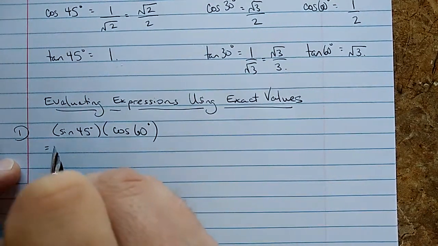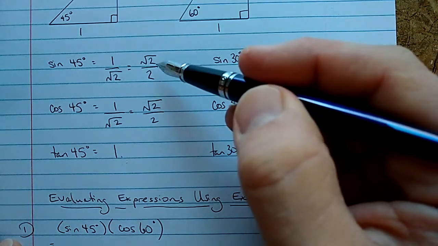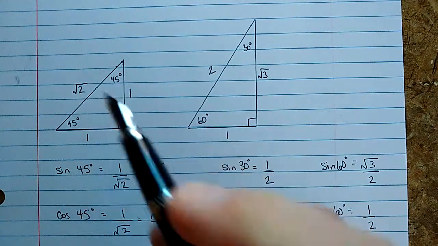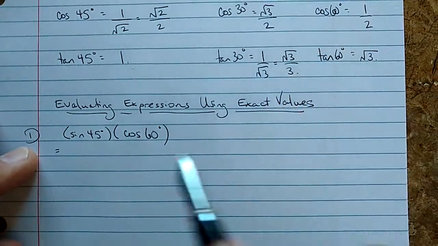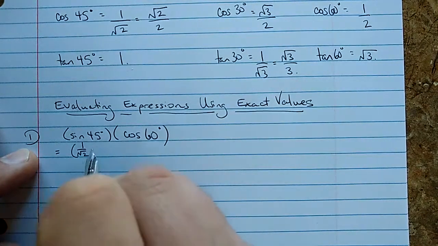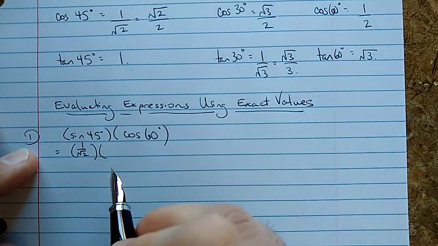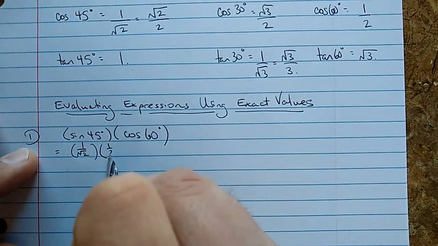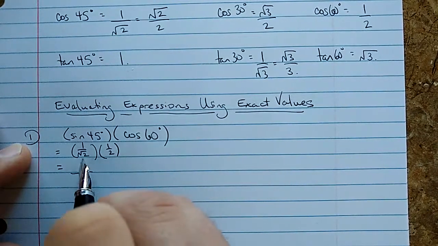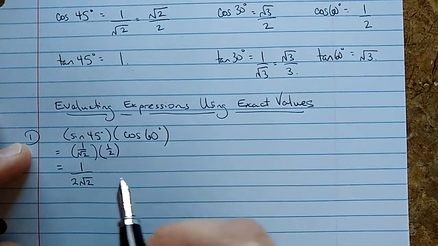Well, the sine of 45, I can look at what I've already written, or I can go right to the triangle. Sine of 45, opposite over hypotenuse. Let's write it like that, 1 over root 2. Multiplying that by the cosine of 60 degrees, that was 1/2. So I can get an answer of 1 divided by, multiplying the bottoms here, I get 2 root 2.